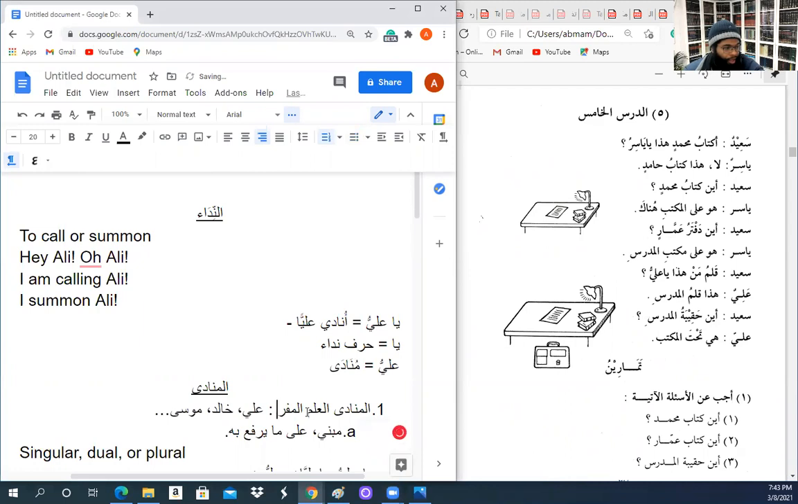I need to add this. Al-mufrad. In Nahu, they use mufrad basically to mean simple, not necessarily singular, because linguistically the word mufrad means singular. But in Nahu, you'll find mufrad to mean simple, because some words that are plural are still considered mufrad. So the first kind is al-munada al-alam al-mufrad. Al-mufrad here is referring to not mudaf. So it's a proper noun that is not mudaf.